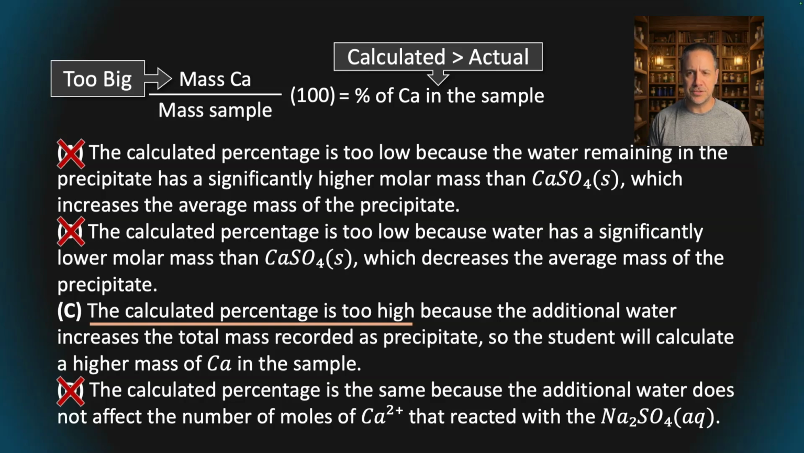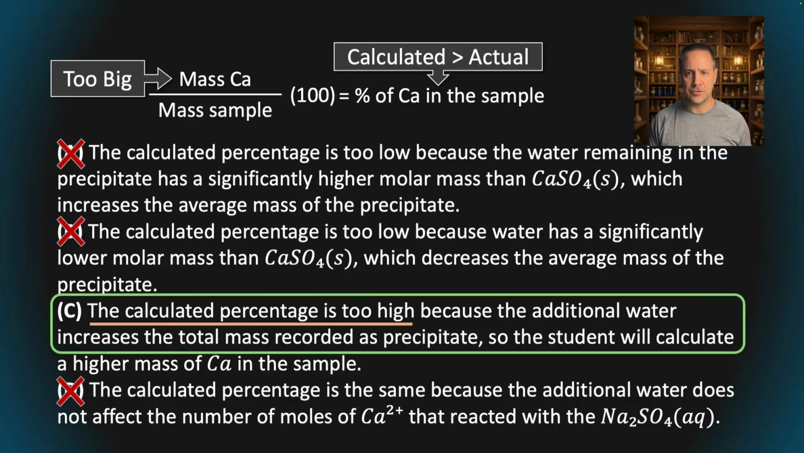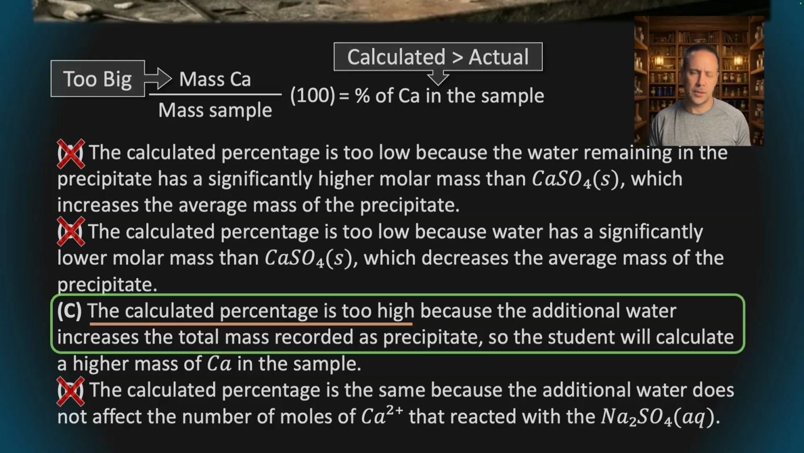Additional water increases the mass of precipitate, so higher mass of calcium in the sample. That's exactly what I put on paper, so now I'm confident in my answer. You can be efficient in your process and skip reading things that you don't have to, but take the time to confirm that your choice is completely correct before moving on to the next question. Efficient and careful wins the race. I don't think that's really what the turtle said, but I'm going to go with it.